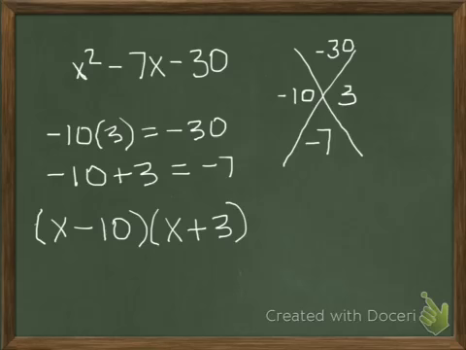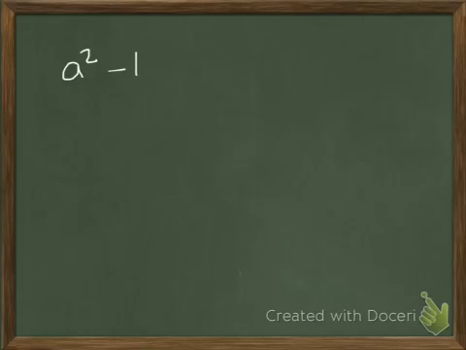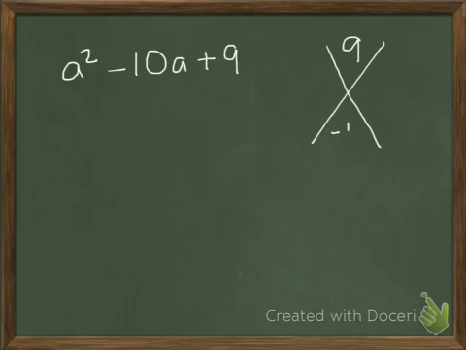All right, one more, and then we'll be done. I got tired of x, so now we're at a squared minus 10a plus 9. Now I have a positive 9 in the top of my x and a negative 10 in the bottom. And I know that I can multiply two positive numbers to get a positive, but two positive numbers will never get me negative 10 when I add them together. But I also know that if I multiply two negatives, I get a positive, and when I add two negatives, I will get a negative.